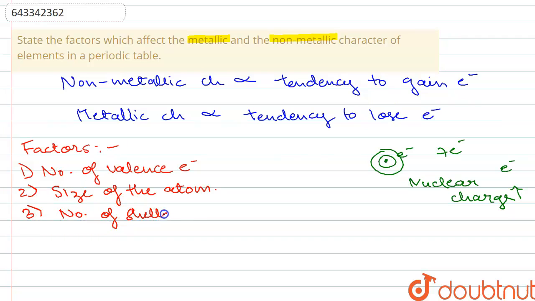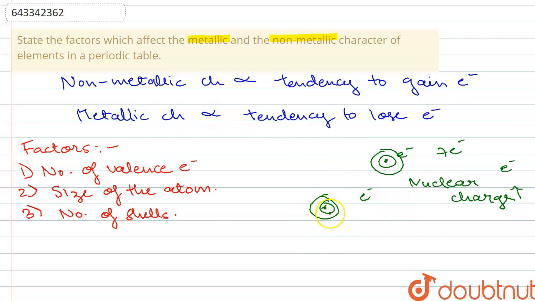Now as you move from top to bottom in the group, the number of shells increases. Because of the increased number of shells, there is an increased hindrance for an incoming electron. Whenever an electron tries to come and incorporate into the atom, this increased number of shells will oppose it. So that's why the tendency to gain electrons will not be there for the atoms that have more number of shells. So that's why they will be more metallic in nature.